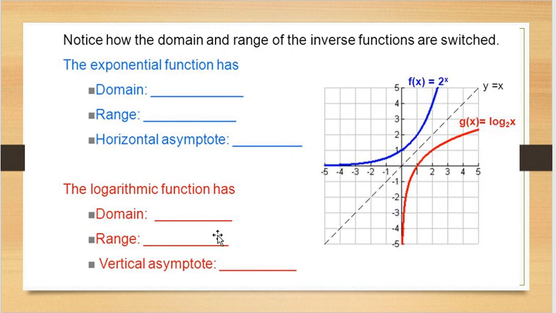For this graph, the domain is only here, that means there is nothing on the left side of the y-axis. So the domain is all positive real numbers. The range goes up and down, that means all real numbers. And the vertical asymptote is here, this is the y-axis, or x equals 0. So if you notice, the domain of our exponential function is the range of our logarithmic function because they are inverses. And the domain of this is the range of this. So that is the inverse functions, the switch of the domain and the range.